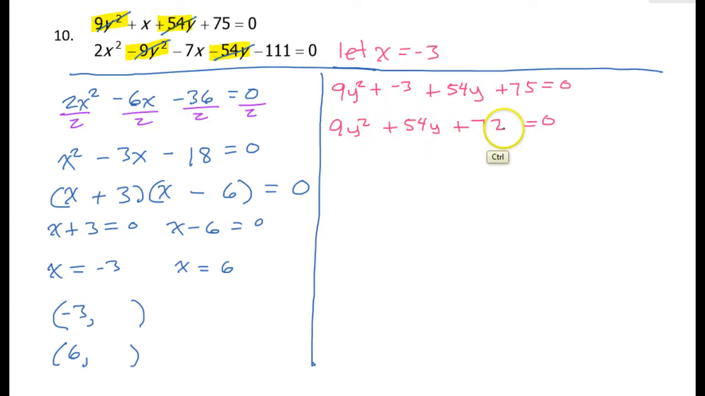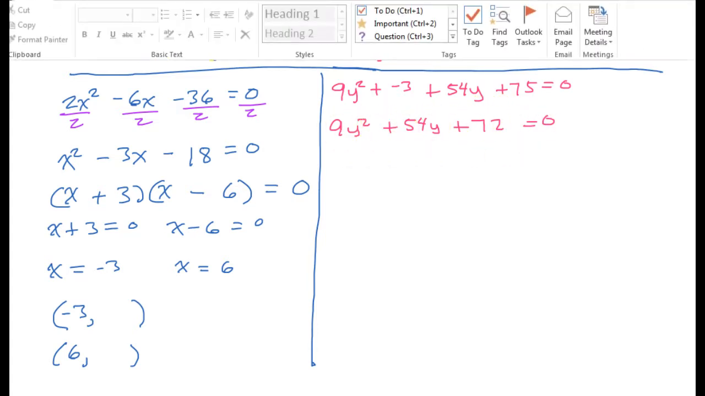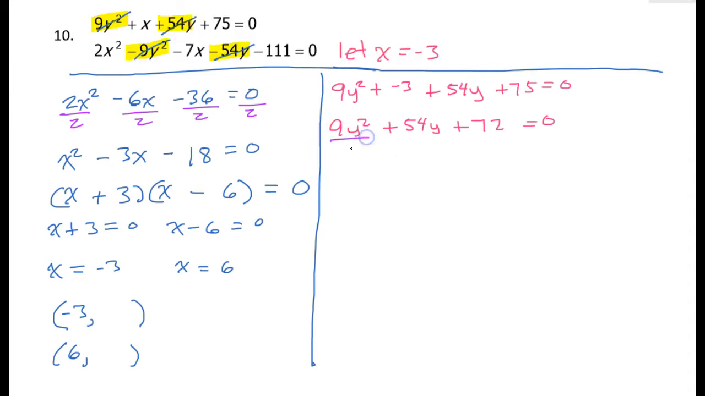I'm noticing that all three of these are divisible by 9. So there's no reason not to divide everything by 9. I'm just going to divide everything through by 9 and make the numbers a little bit more friendly, because why not? Friendlier is always better. So I'll have y squared plus 6y plus 8 is equal to 0.